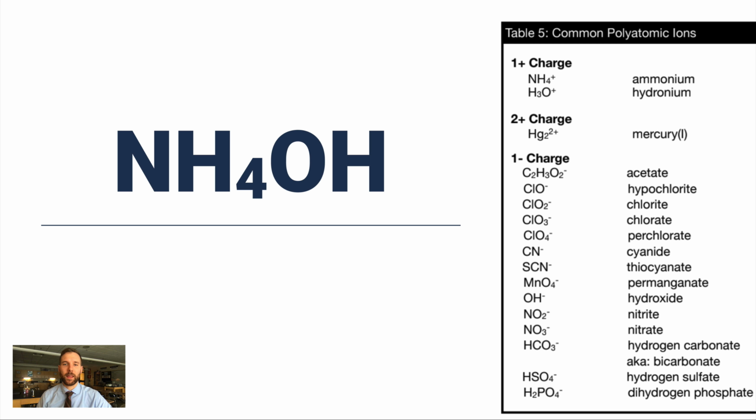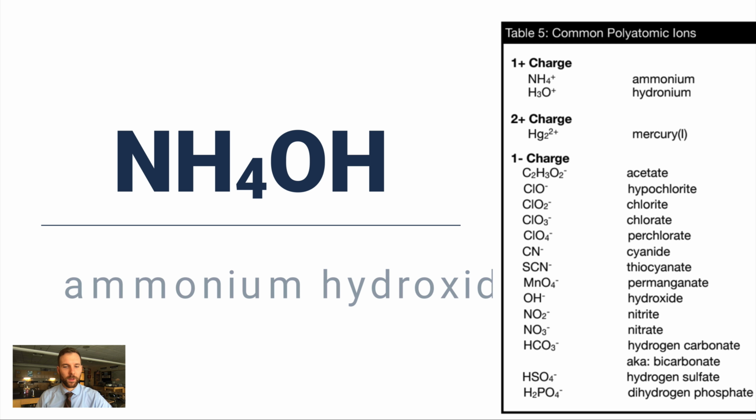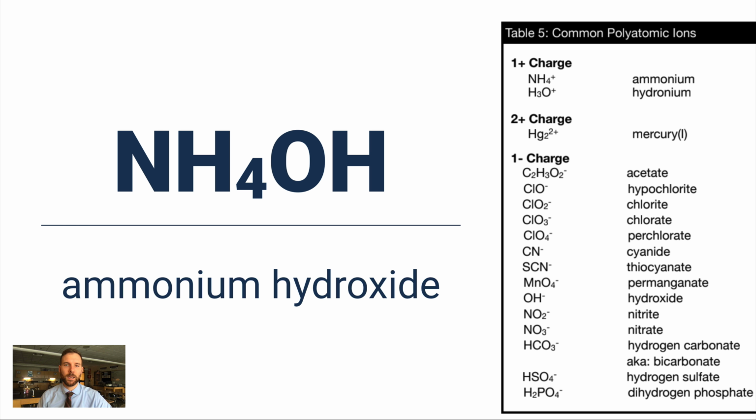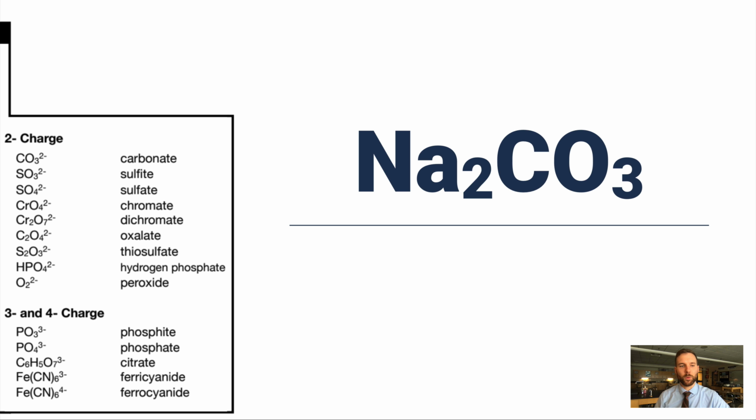Now look, this is one that actually has 2 polyatomic ions in it. NH4 plus 1 is ammonium, and then OH minus 1 is hydroxide. So we just simply call this ammonium hydroxide. Okay, let's do one from this side of the table here because we're just doing positive and -1.